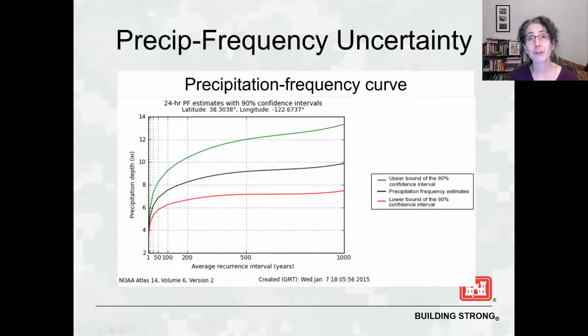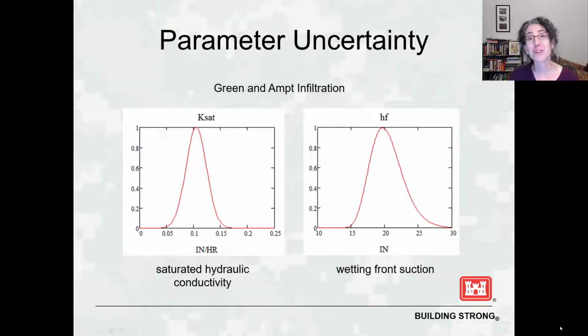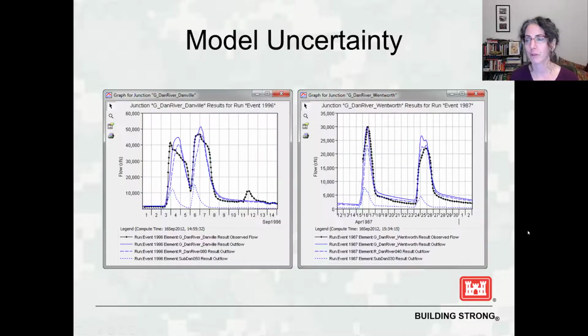This is the frequency curve I mentioned for the boundary condition uncertainty. Here are some parameters from the Green and Ampt infiltration method, shown as probability distributions to capture the knowledge uncertainty in those parameter values. That's model uncertainty. Here's a depiction of the calibration process and how, even with the best calibration we can attempt, we're going to have some difference in the modeled flow versus the observed flows.